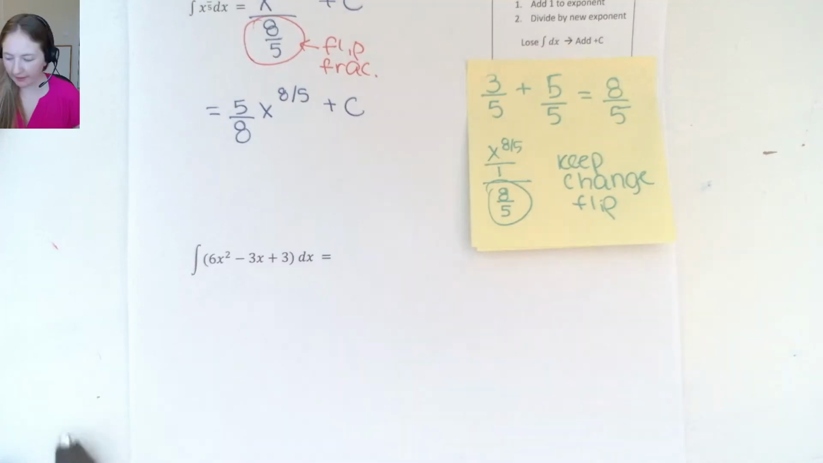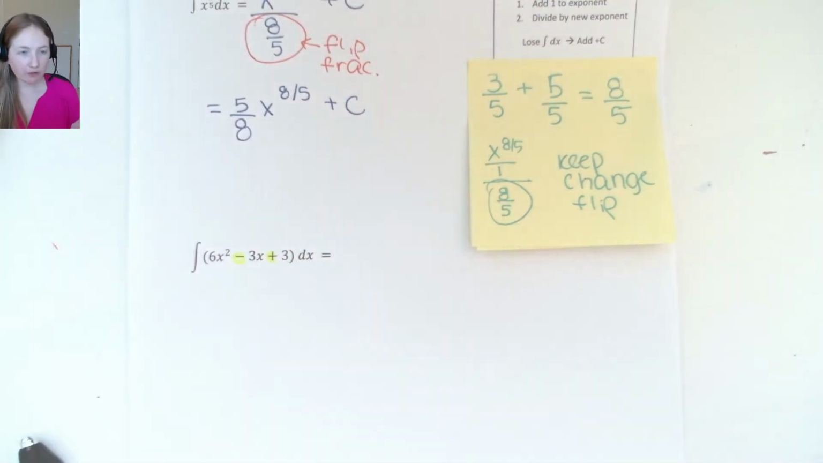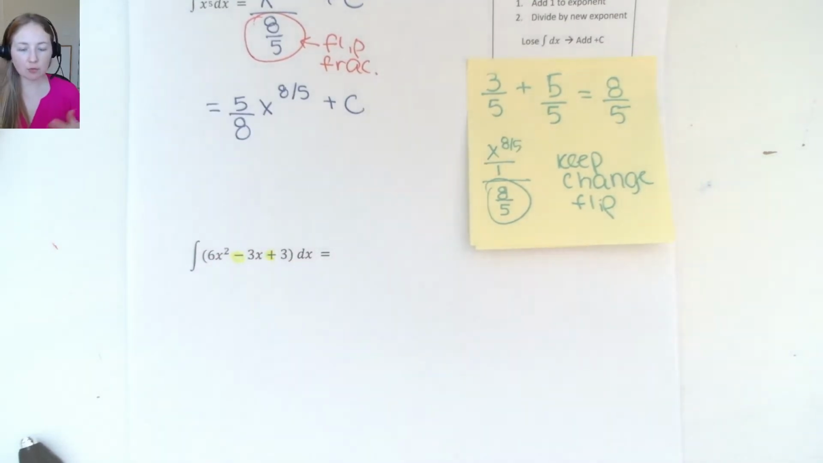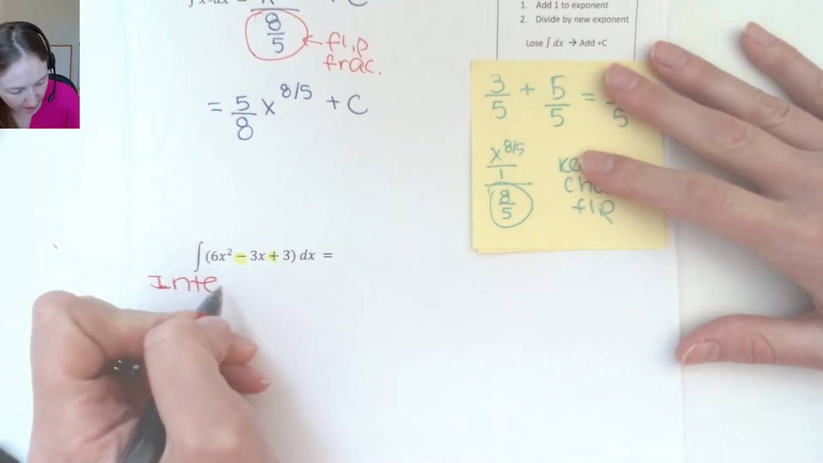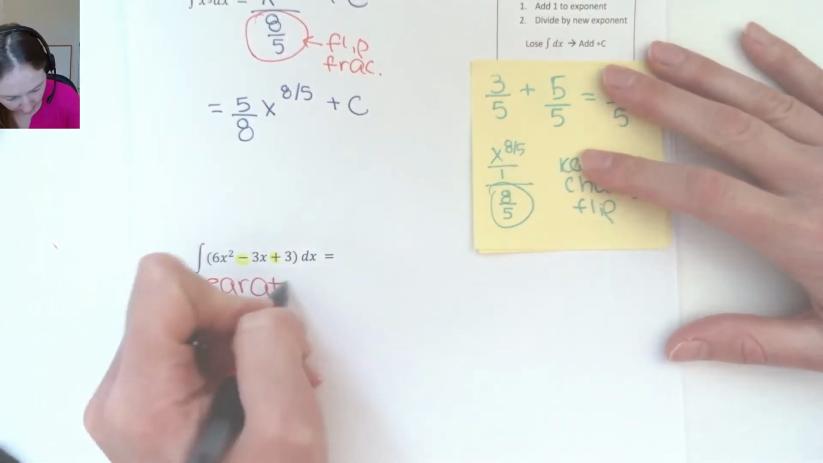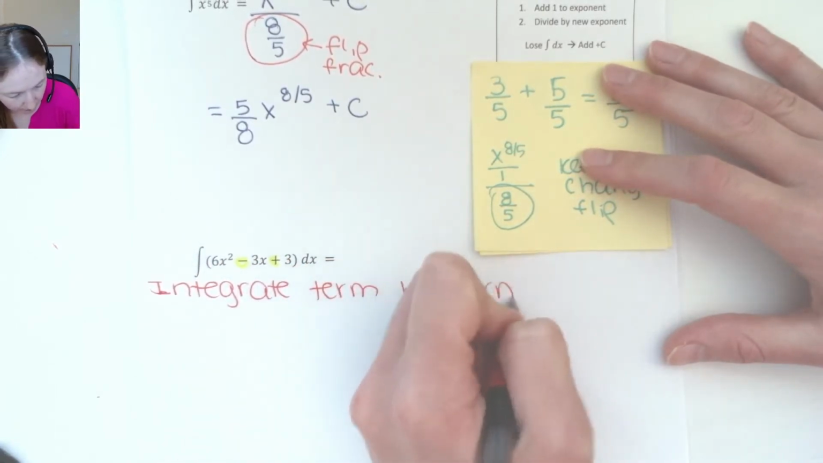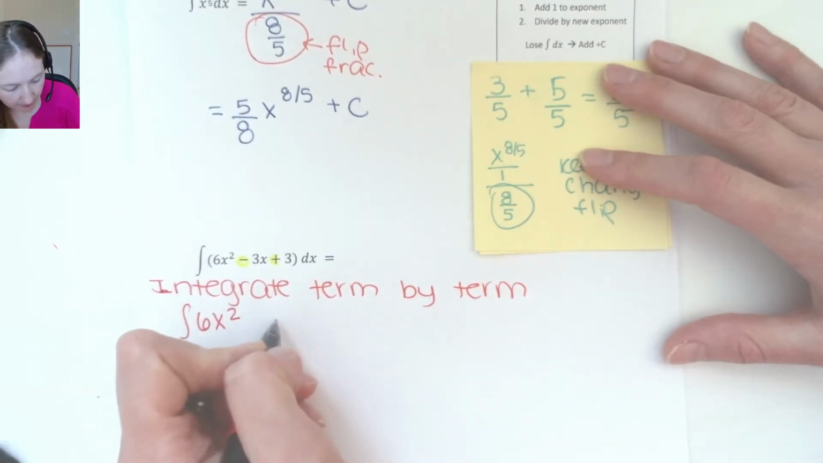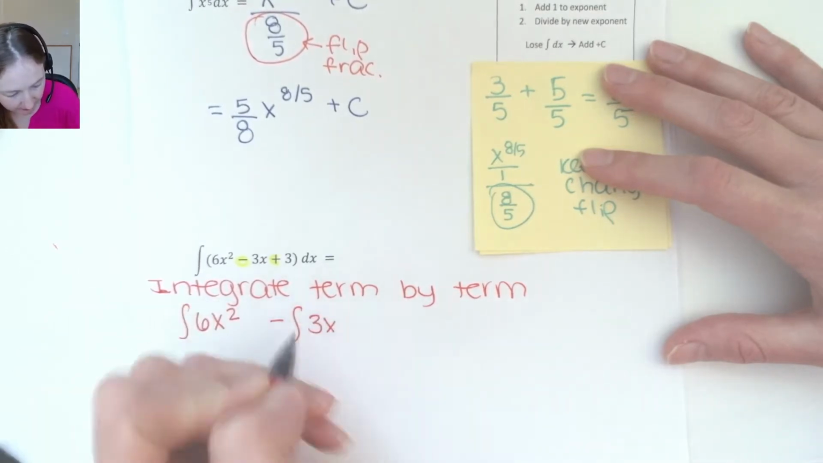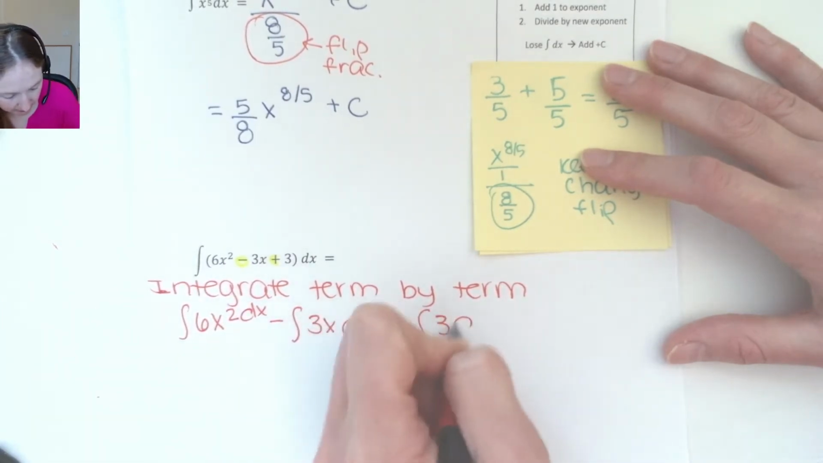All right, so here we have three separate terms. And just like we would differentiate each of these individual terms, that's the same thing we're going to do with integration. So we are going to simply integrate term by term. And so we will think about what is the integral of the 6x squared first, then what is the integral of the 3x dx, and then what is the integral of the 3 dx.